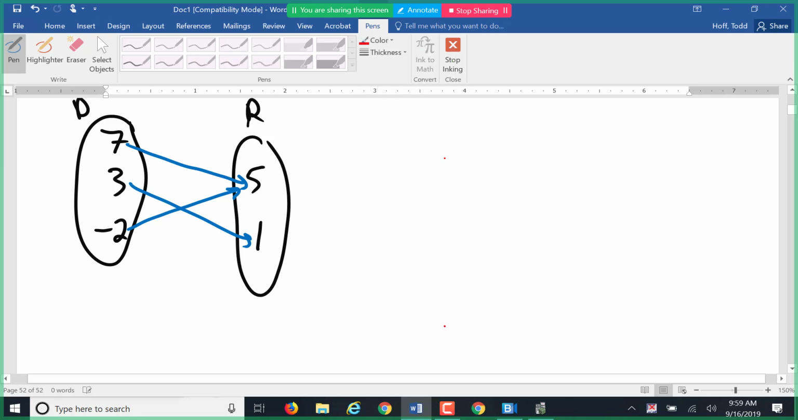And it's easy to look at this and say, well, 2 different numbers go to 5, not a function. But remember, the definition of a function does not say anything about the range having more than one value. It just says the values in the domain can go to 1 and only one value in the range. So yes, 7 goes to 5, 3 goes to 1, -2 goes to 5. Each value goes to exactly one value in the range. So yes, that is a function.